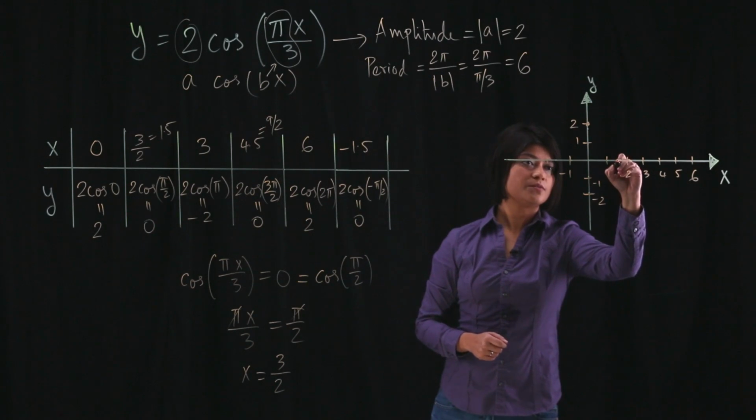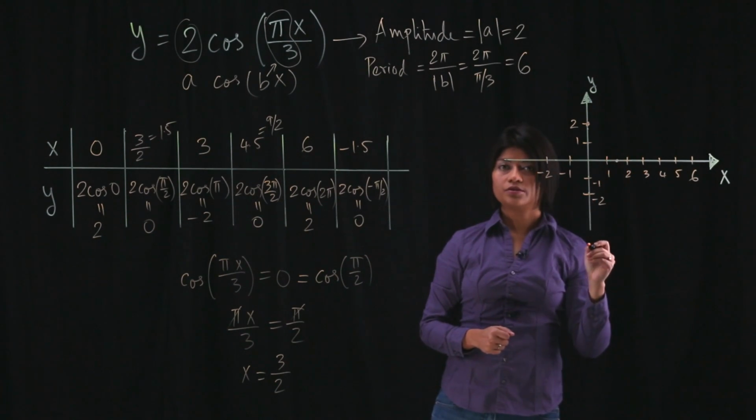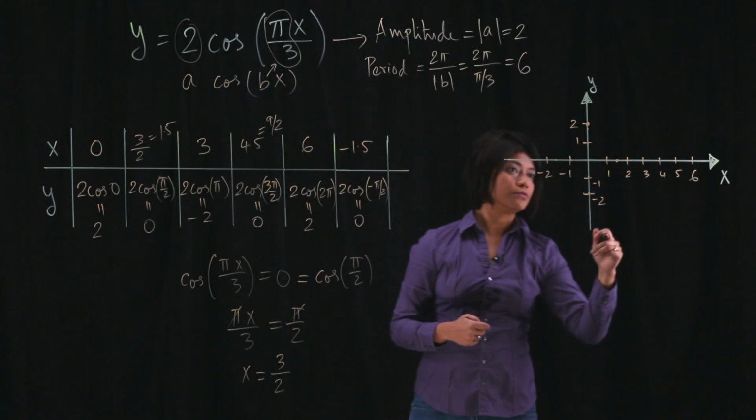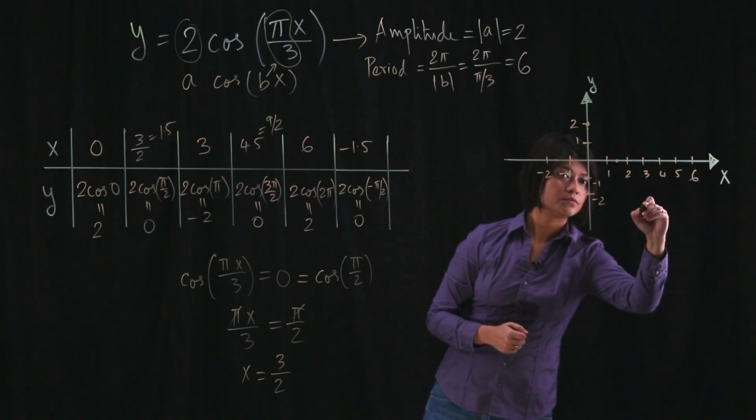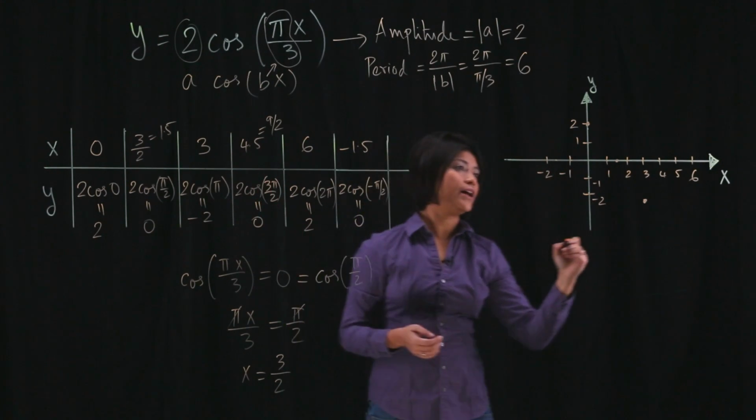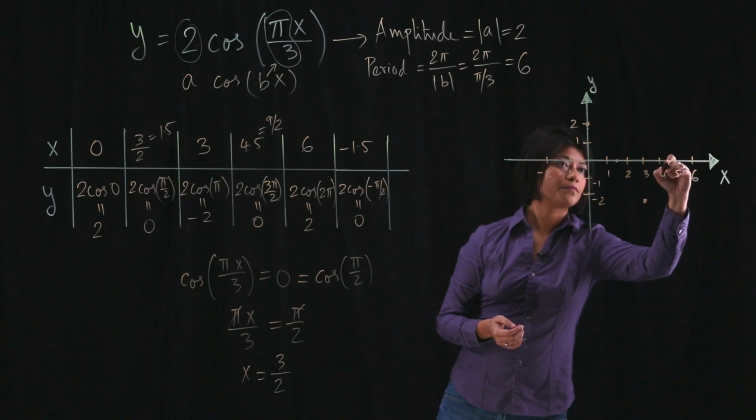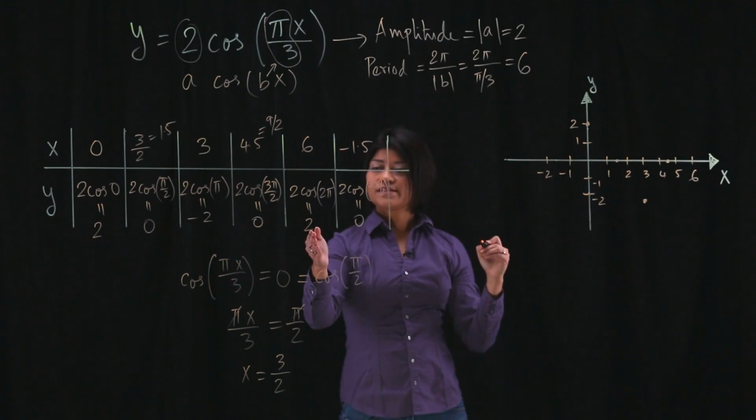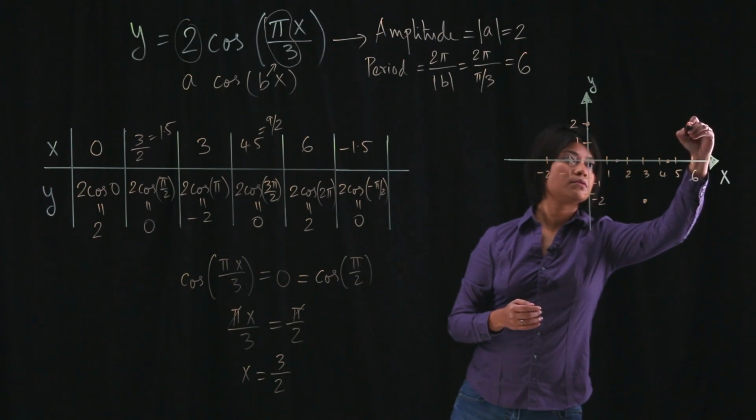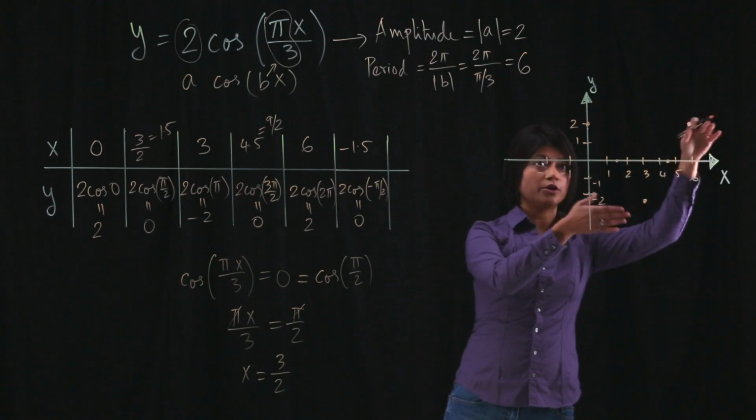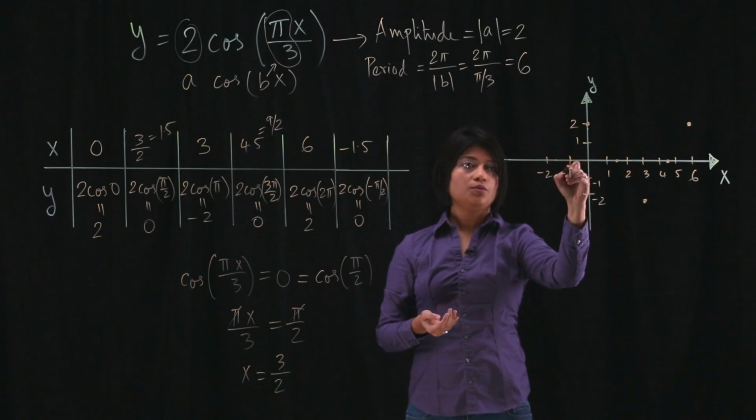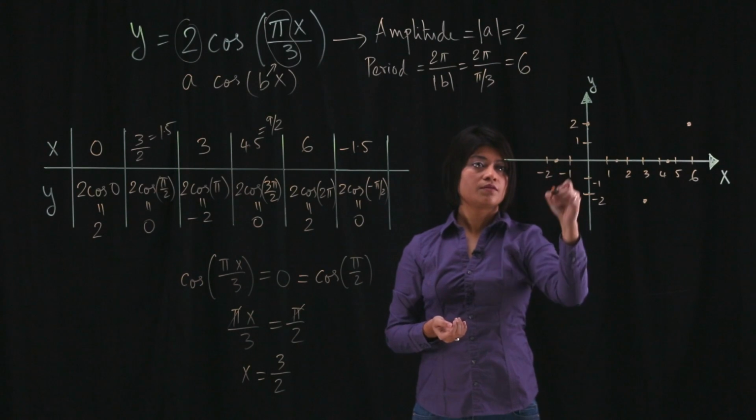So 1.5, say somewhere here. That's where the graph will pass through the x-axis. Then at 3, we'll have -2. Okay. 4.5 is 0 again. At 6, we will get 2. And as you know, it will keep on going. On the negative side, we got -1.5 will give you 0.